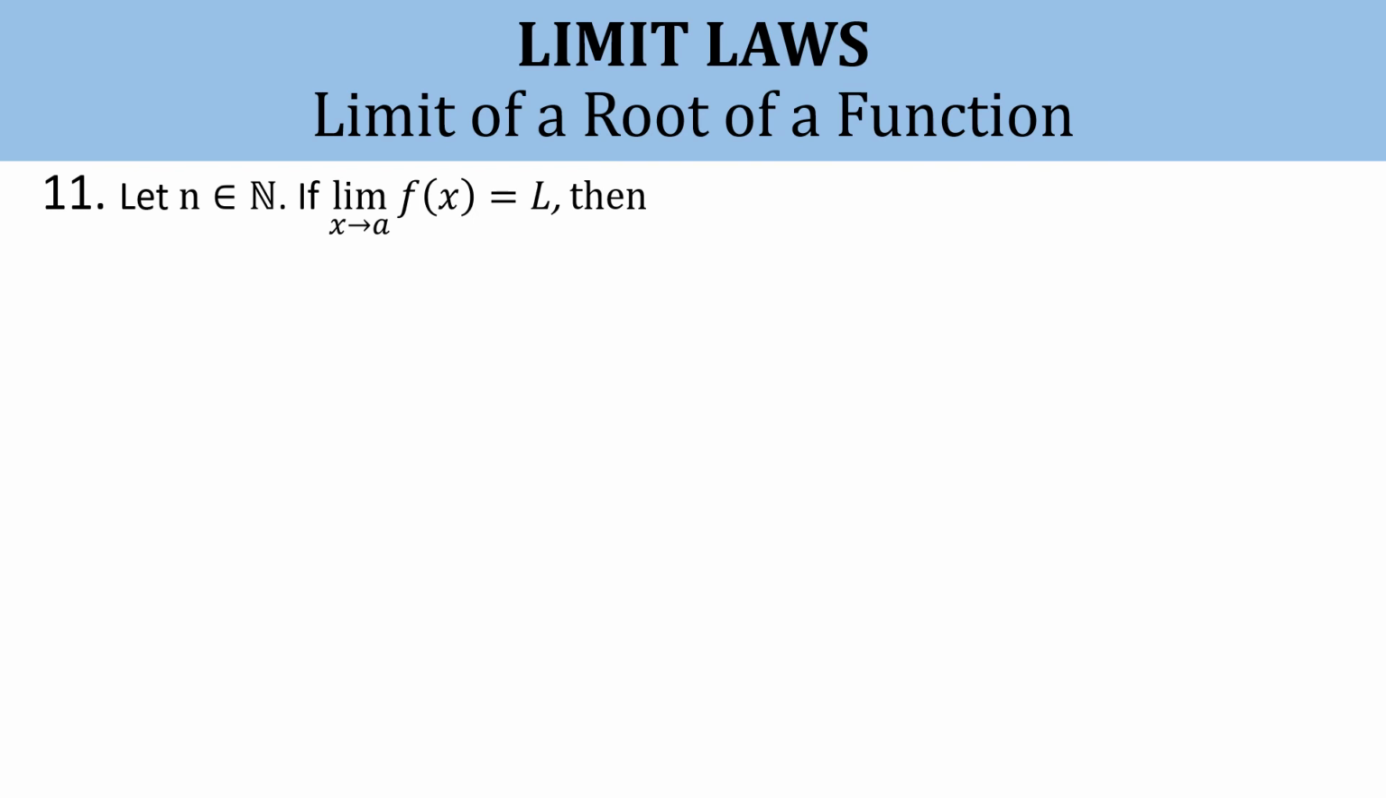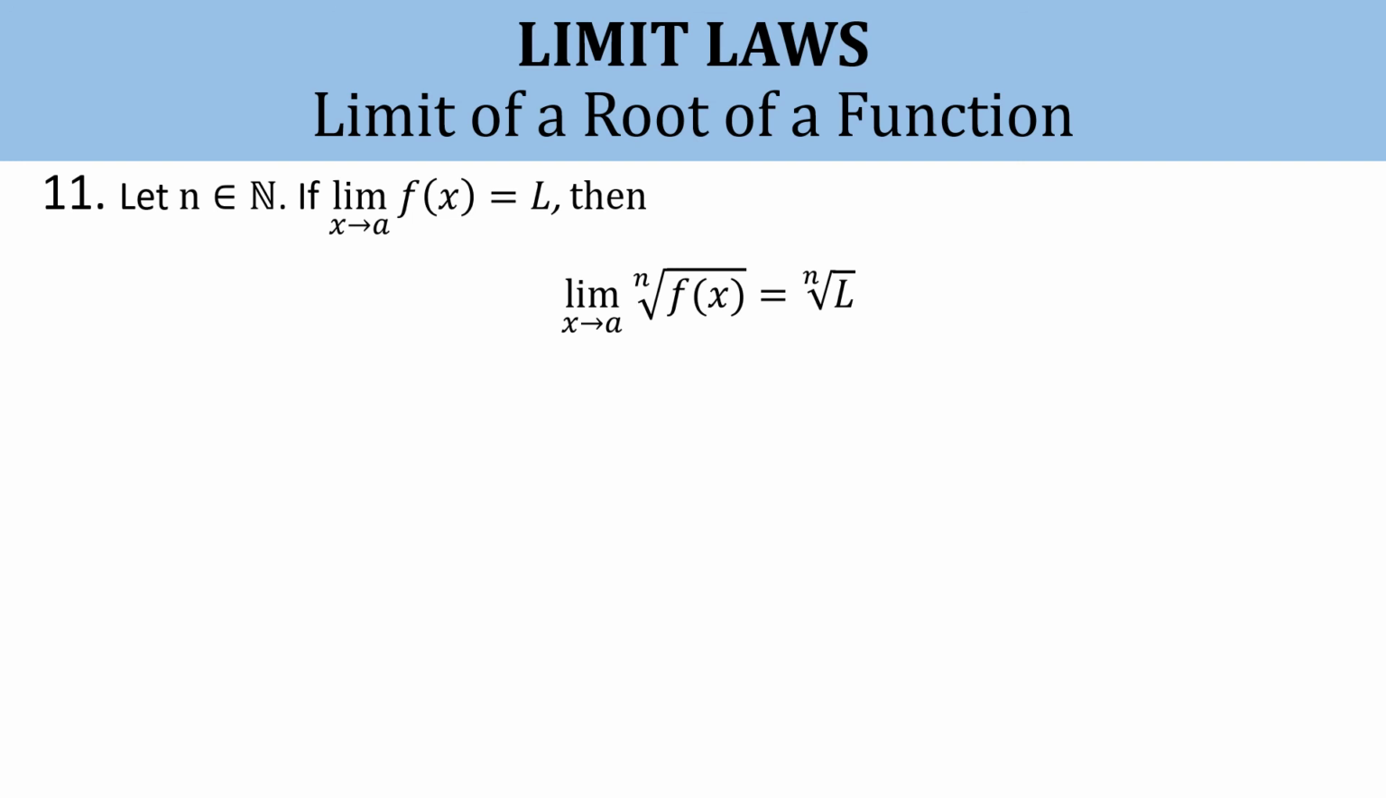Now let's go to the limit of a root of a function. This is actually the last limit law that we will be talking about. Let n be an element of the natural numbers. Natural number means counting number, so we start with 1, 2, 3, 4, and it's an integer. You don't count 1 and 1/2, it's really whole numbers. If the limit of f of x as x approaches a is equal to L, meaning it exists and is equal to the value L, then the limit of the nth root of f of x as x approaches a is equal to the nth root of L.